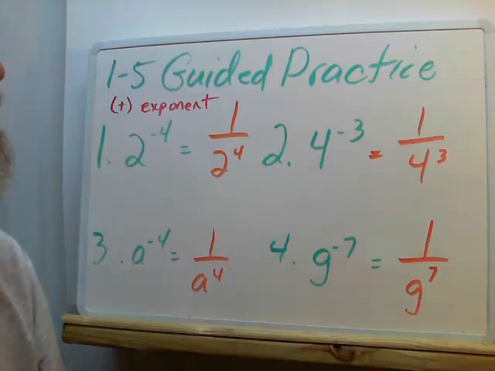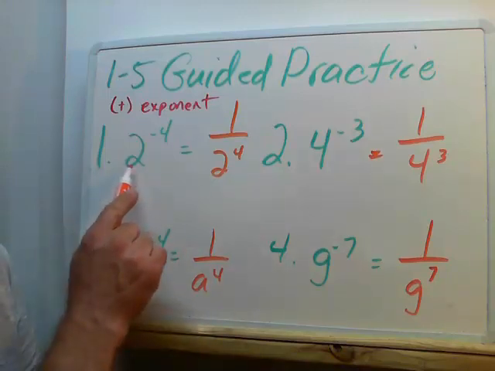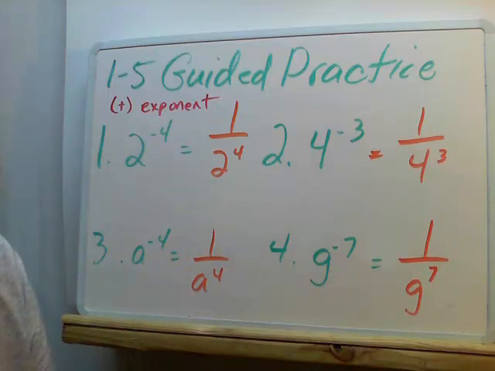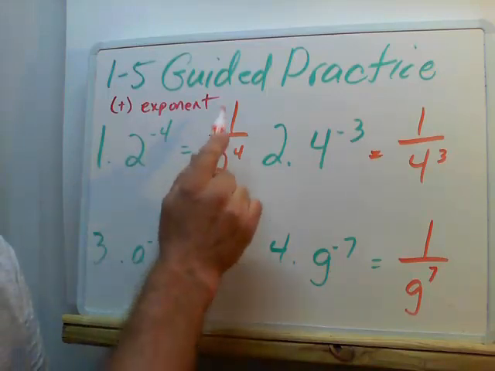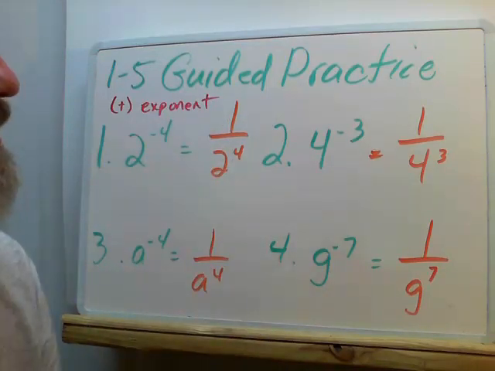Here are your solutions to Lesson 5, Chapter 1, Guided Practice. First problem: we are being asked to express the expression in terms of a positive exponent. So they start out with 2 to the negative fourth. In order to make that positive, we need to move it to the denominator. We have 1 over 2 to the positive 4.